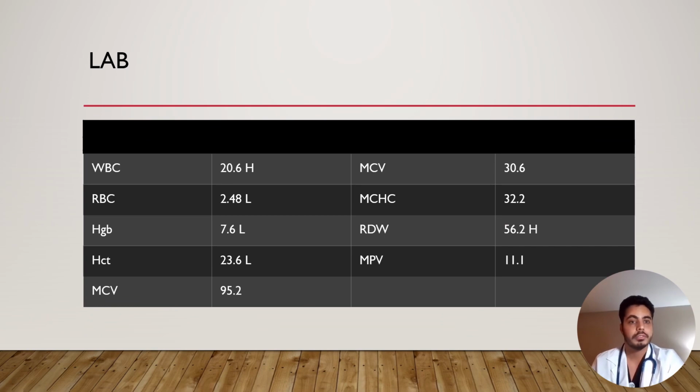Lab results: white blood cells 20.6 and 30.6. RBC 2.48, and here, as you can see, 32.8. Hemoglobin 7.6. 56.2, as you can see, 23.6, you know. MCH 95. Okay, let's move to the other slide.